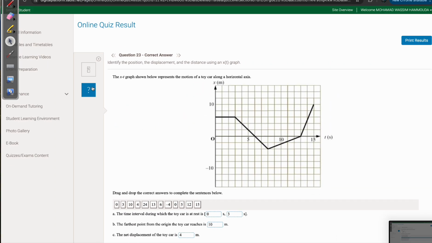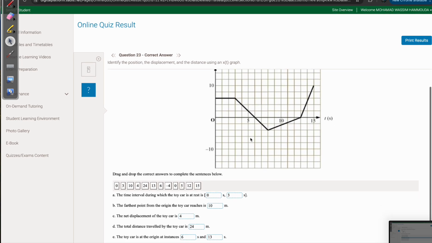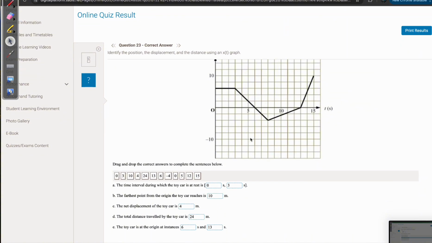Okay, the x-t graph shown below represents the motion of a toy car along a horizontal axis. The time interval in which the toy car is at rest. I think we solved this, no? I swear we solved this. Wait.